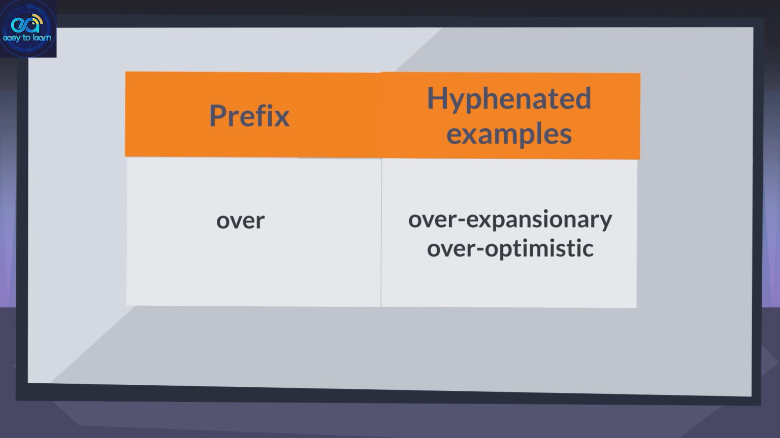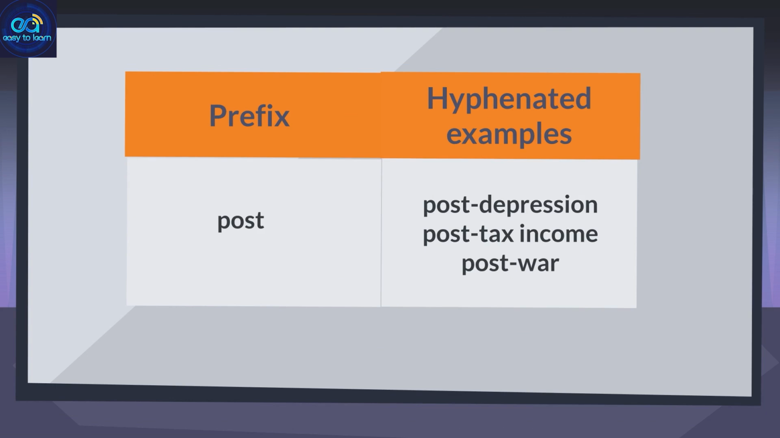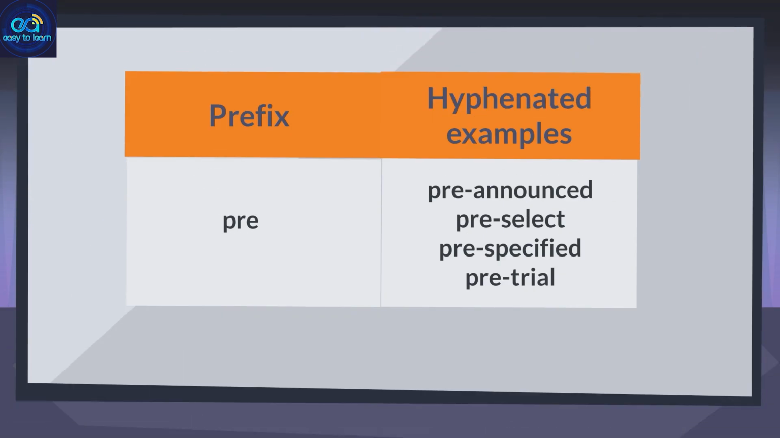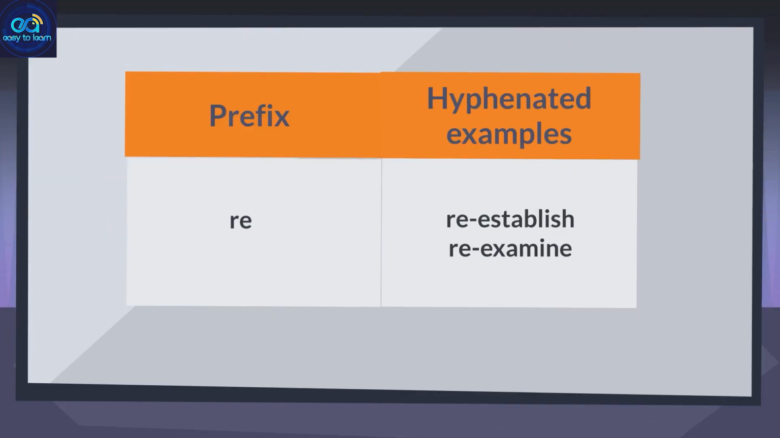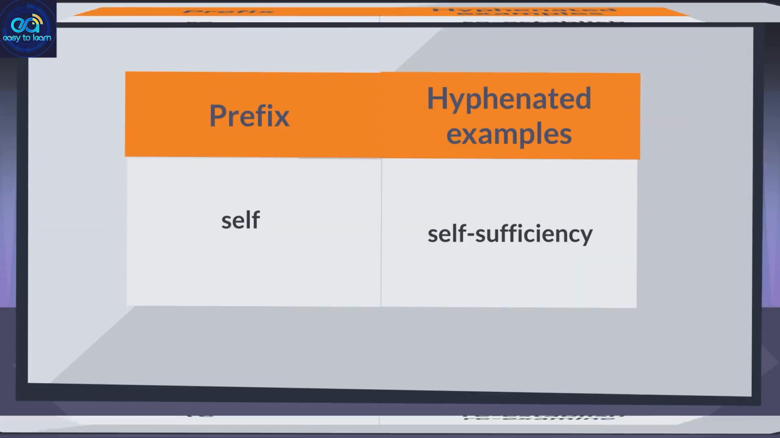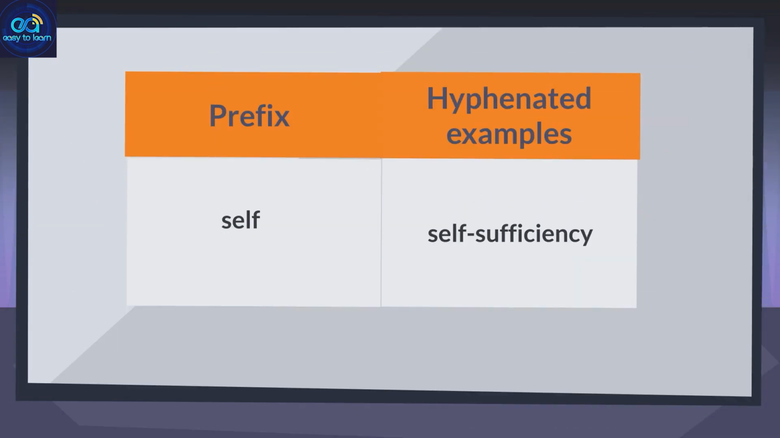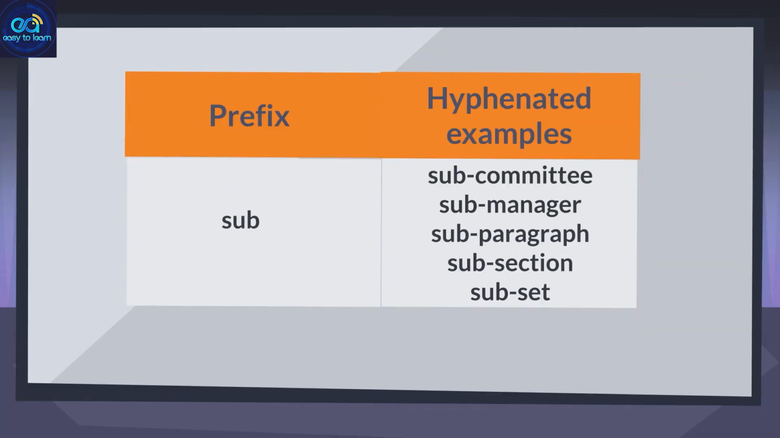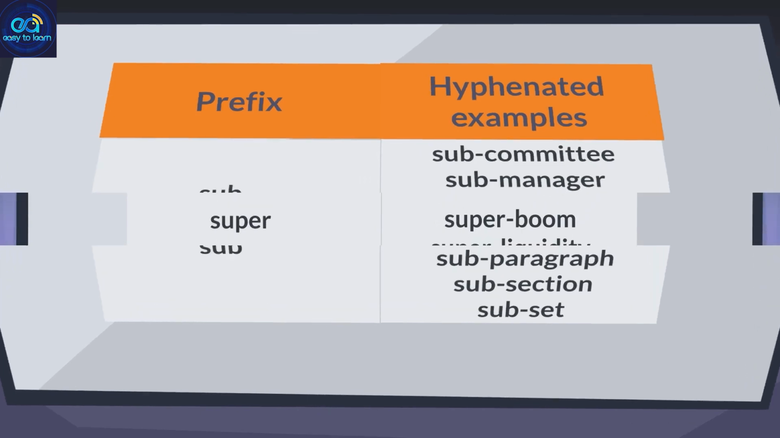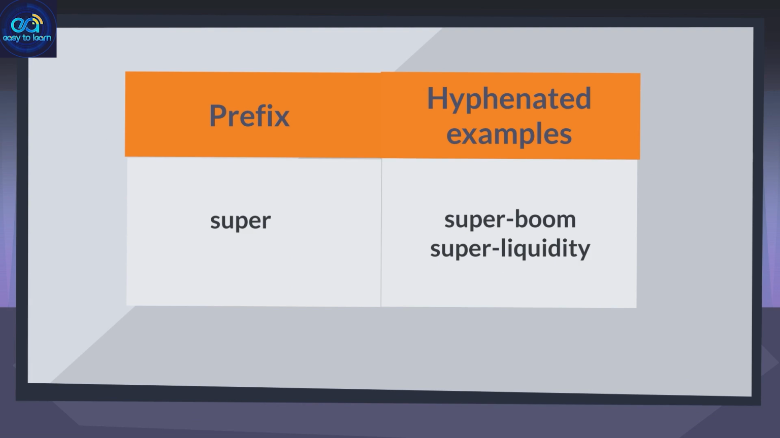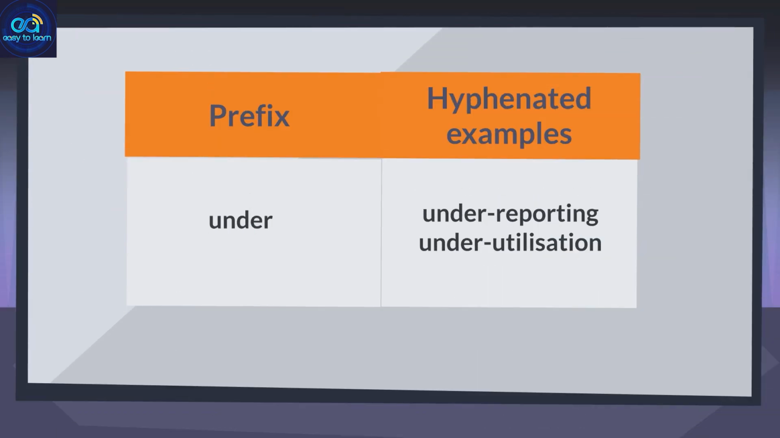Over: over-expansionary, over-optimistic. Post: post-depression, post-tax income, post-war. Pre: pre-announced, pre-select, pre-specified, pre-trial. Re: re-establish, re-examine. Self: self-sufficiency. Sub: subcommittee, submanager, subparagraph, subsection, subset. Super: superboom, superliquidity. Under: underreporting, underutilization.